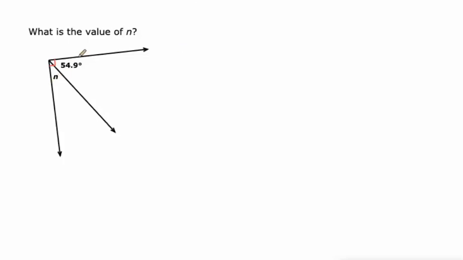All right, these are complementary angles. So n plus 54.9 equals 90. Let's just subtract 54.9 from 90, and we get 35.1 degrees for angle n. 35.1 degrees.